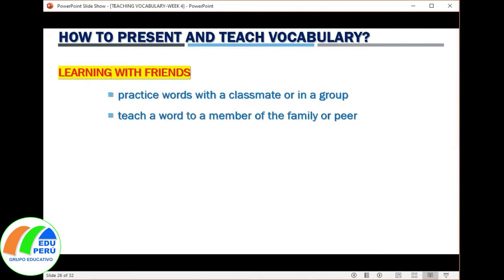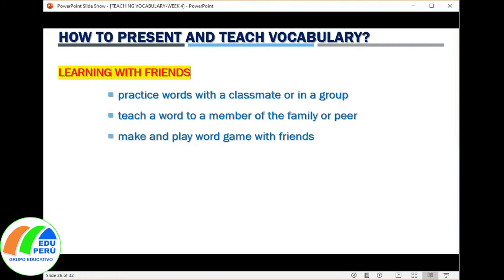Teach a word to a member of the family or peer. This is another important thing to do, to tell our students to teach a word to a member of the family, or maybe to a friend or a classmate or a neighbor, no? If they know that they are practicing English, they are studying English, they can do that.